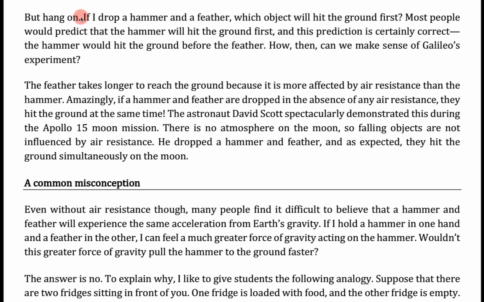Let's ask an interesting question. If I drop a hammer and a feather, which object will hit the ground first? I think that most people would predict that the hammer will hit the ground first, and that is certainly correct. If you actually took a hammer and feather and dropped them, the hammer would hit the ground before the feather. So how can we really make sense of Galileo's experiment? Galileo is suggesting that objects of different masses experience the same acceleration, but that's clearly not true for our hammer and feather. So what's going on with our hammer and feather?